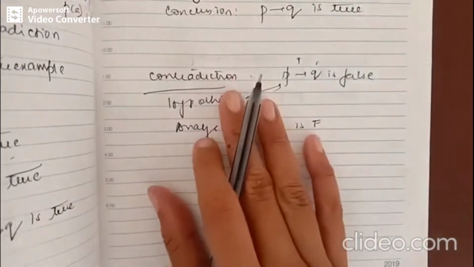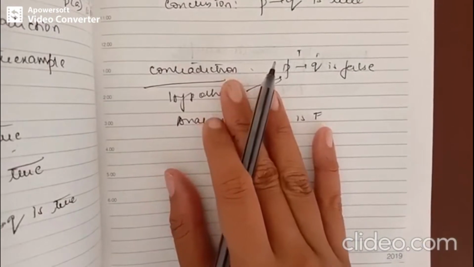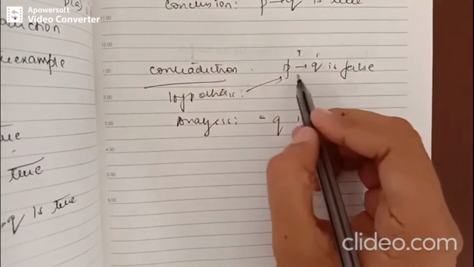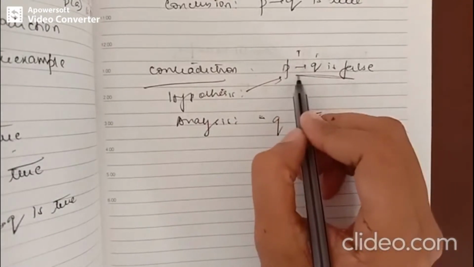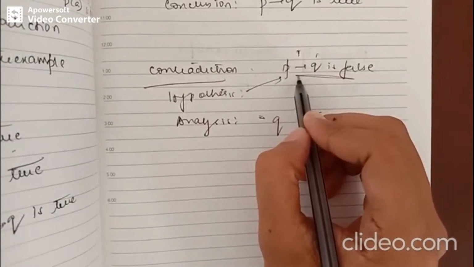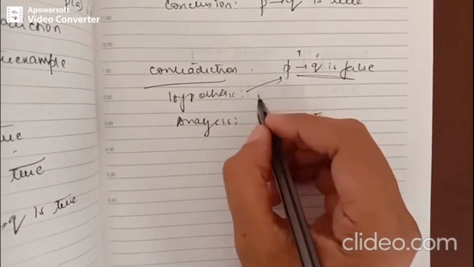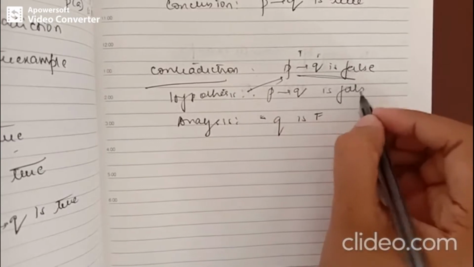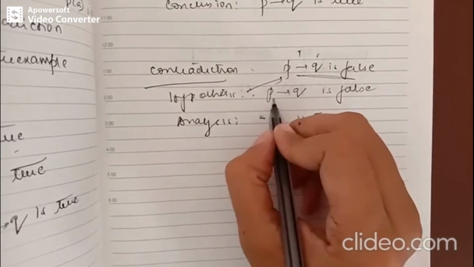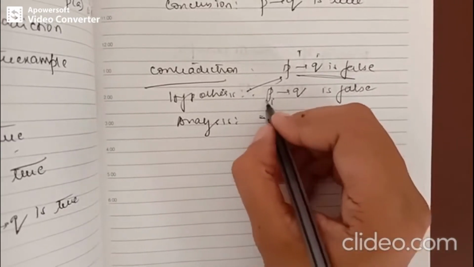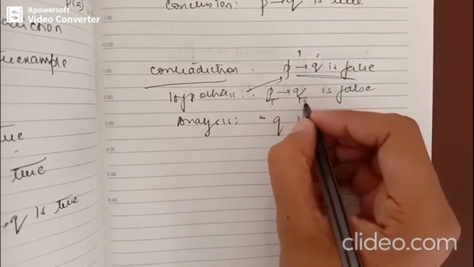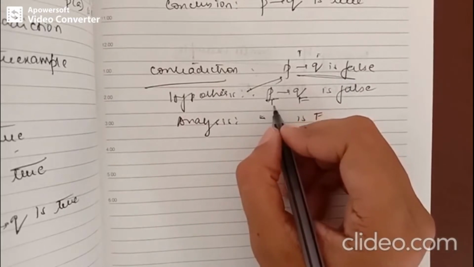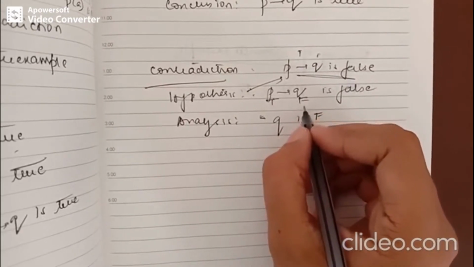Next we move to the proof by contradiction. In this proof, we take P implies Q to be false. That is our hypothesis. We assume P implies Q is false. What happens if P implies Q is false? P is true and Q will be false. If P implies Q is false, P obviously will have truth value true, and Q will have truth value false.